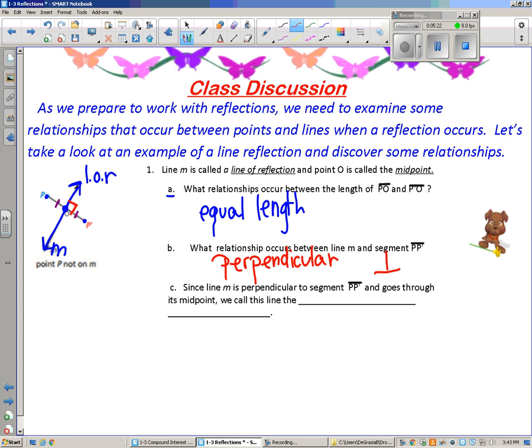Since line M is perpendicular to segment PP prime and also goes through its midpoint, we would call this line of reflection the perpendicular bisector. Bisector means to cut in half. That's why the piece about going through the midpoint is so important, and the fact that it forms right angles is important for the perpendicular piece. The line of reflection will always be the perpendicular bisector between any point in the pre-image and its corresponding point in the image. So let's take a look in more detail at a reflection.